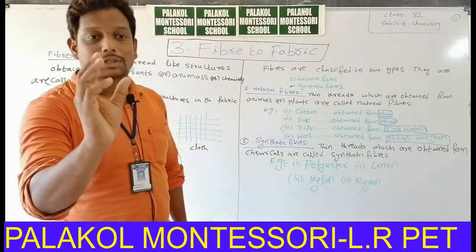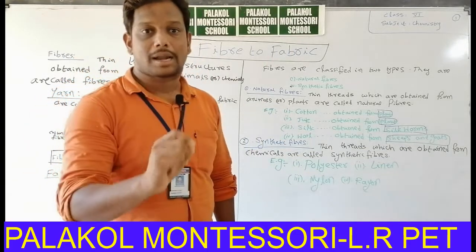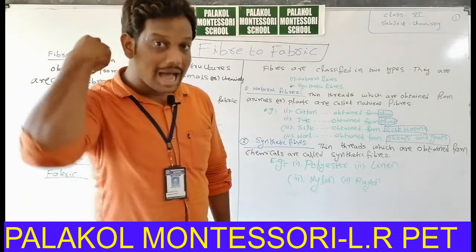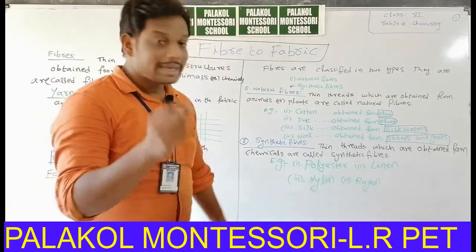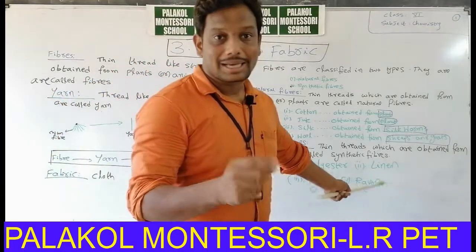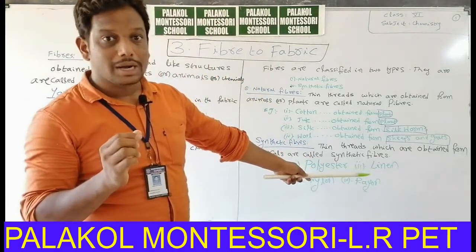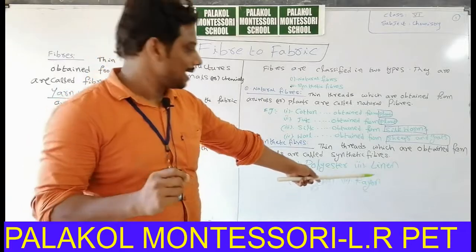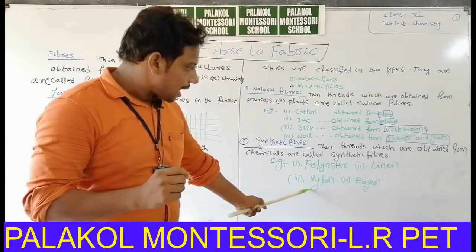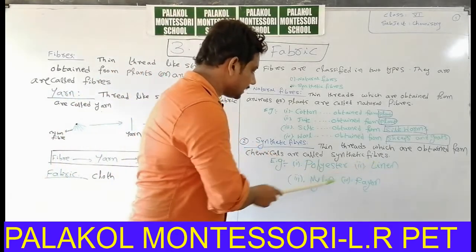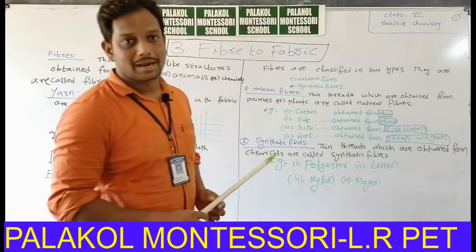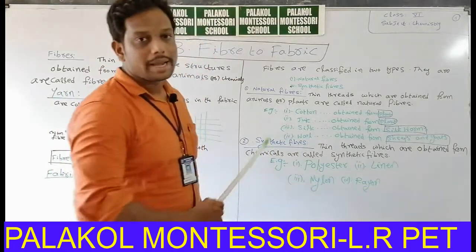Examples of synthetic fibers are polyester. Polyester is used as collar cloth. Another one is linen cloth. Linen is a brand name also: linen shirts, linen trousers. The third one is nylon, the fourth one is rayon. Only two are there in your syllabus. These two are there in your 8th class syllabus. It is an extension in your 8th class.